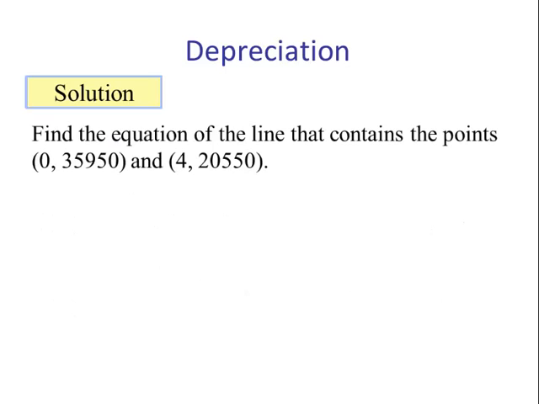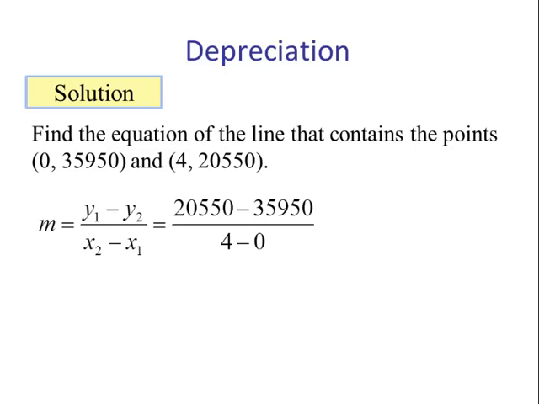So we need to find the equation of the line that contains these points. So we use our slope formula. 20,550 minus 35,950 is the change in y. The change in x is 4 minus 0. This yields negative 15,400 over 4, which is negative 3,850.